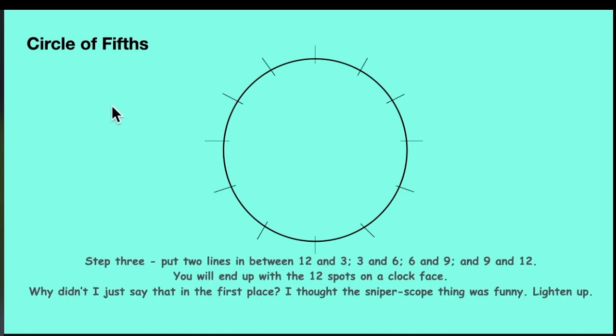Step 3, put 2 lines in between each of those lines that you just drew. You're going to end up with the 12 points of a clock face.